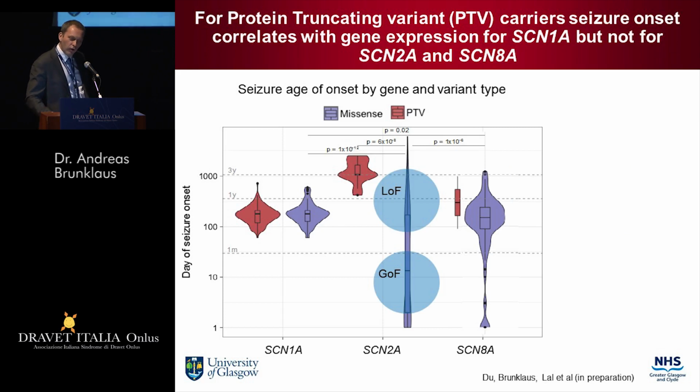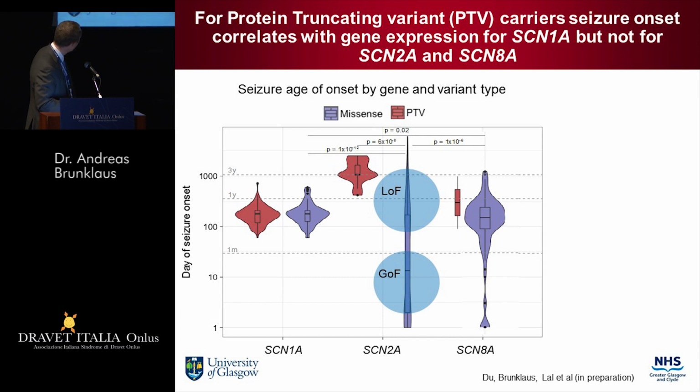So if we now compare this with the protein truncating variants in those genes, what we find is, interestingly, if you have a truncating variant in SCN1A, it really doesn't change the age of presentation. This is what we all know, that there's no real difference between missense or truncating variants in SCN1A. So they both present at the same time.